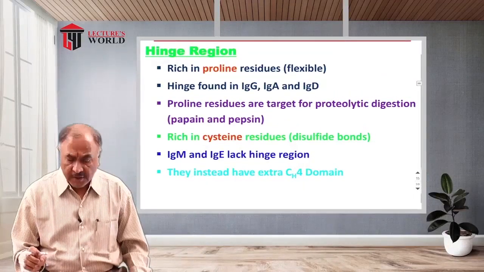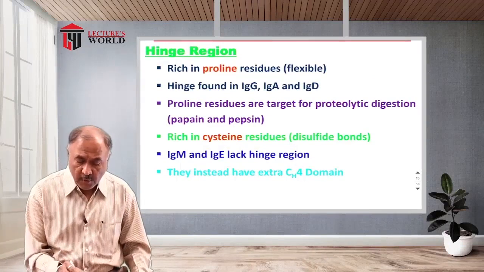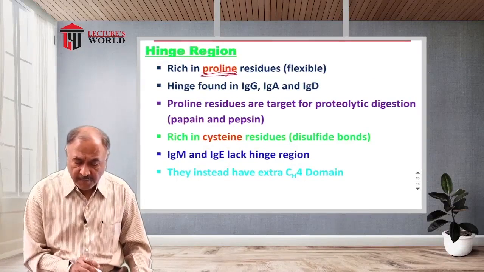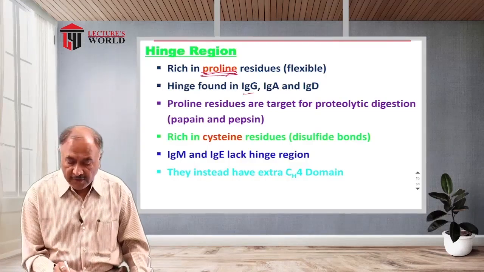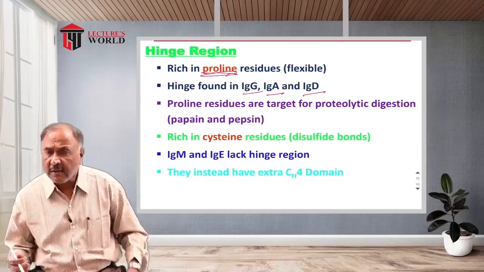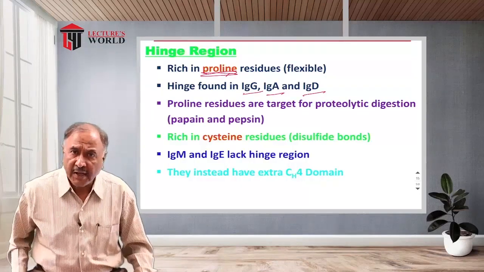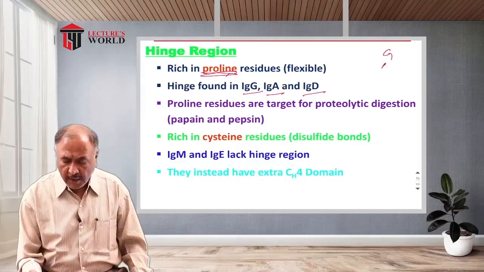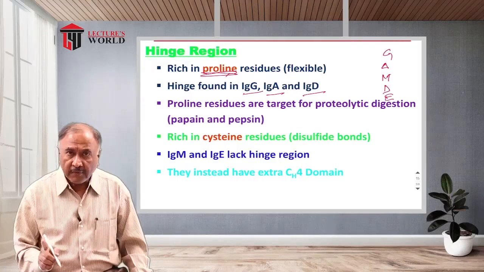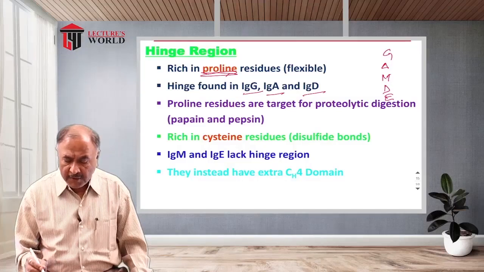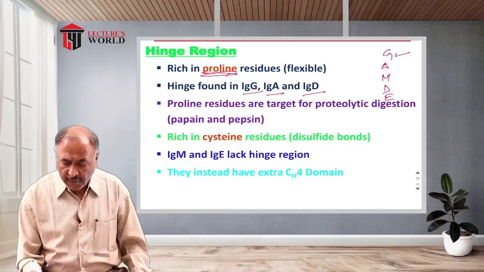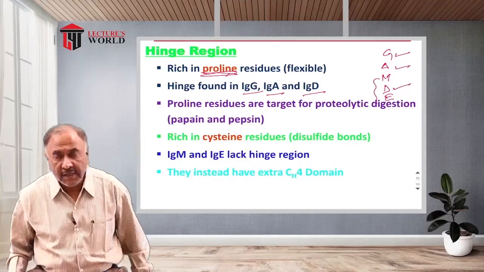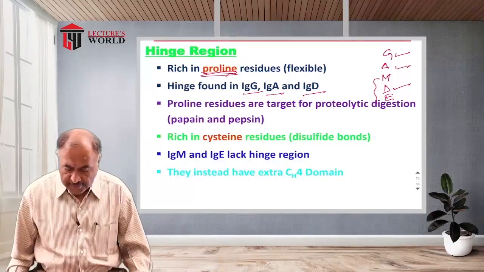Now, a little bit about the hinge region. Hinge region, as I have told you, is a flexible region rich in proline. Hinge region is found in IgG, IgA and IgD. What are IgG and IgD? That we'll discuss later. These are the different types of antibody. Basically, there are 5 types of antibody: G, A, M, D and E. So out of these 5 different types of antibody, the hinge region is found in G, it is found in A and it is found in D. M and E, they do not have the hinge regions.